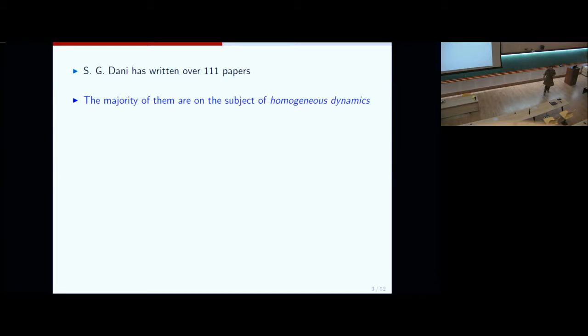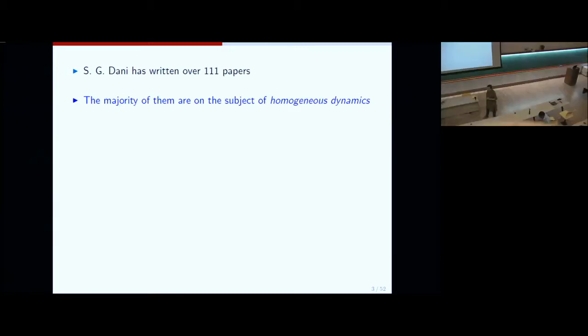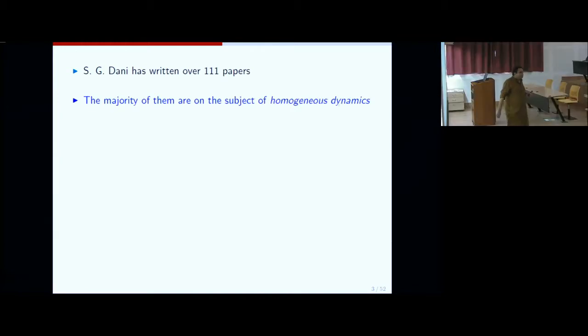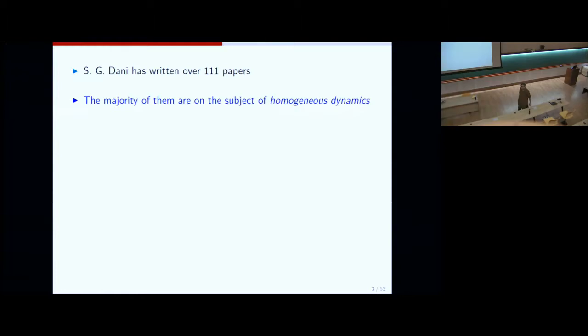So nowadays, when you go around university administrative circles, you hear the word impact thrown at you all over the place. You know, what is the impact of your work? What impact factor does this journal have? And so on and so forth. And there are several of Dani's papers which are genuinely impactful in the sense that they've opened entire new branches of mathematics. So I want to give you a glimpse of some of them and also introduce you to the mathematics behind them.